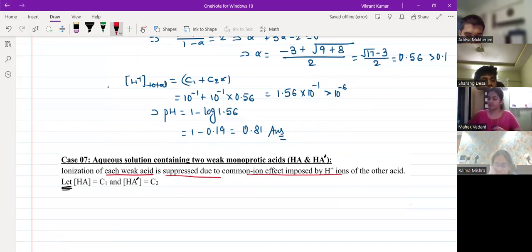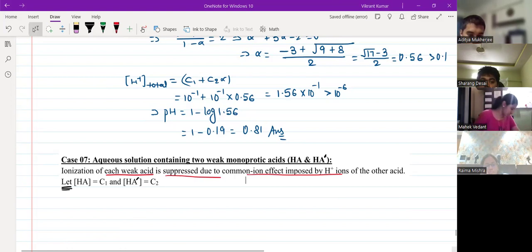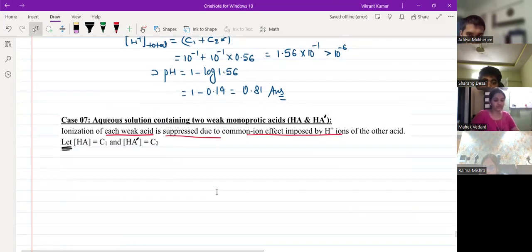That means in absence of HA dash, जितना अल्फा आने वाला था HA का with the given concentration उससे कम आएगा, वैसे ही HA dash का जितना अल्फा आने वाला था in absence of HA उससे कम अभी in presence of HA आने वाला है. That's another point. Now if I have to solve this case कि इसका pH कितना होगा, concentrations of ions कैसे होंगे, then एक एक करके दोनों का ionization लिखेंगे.